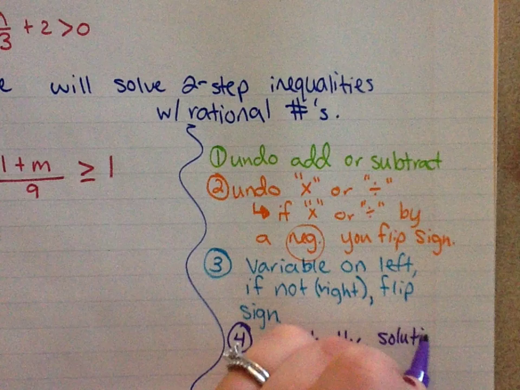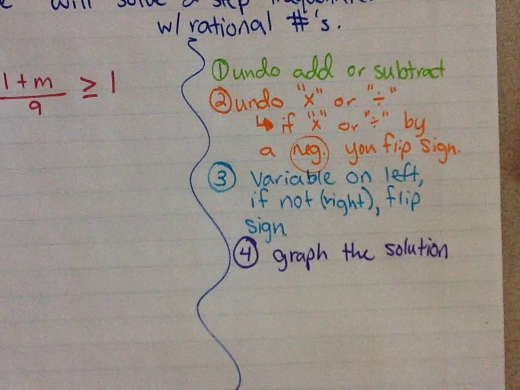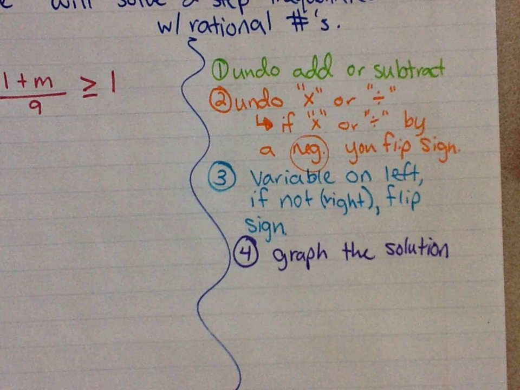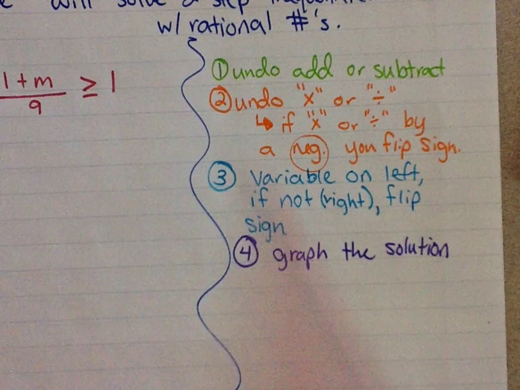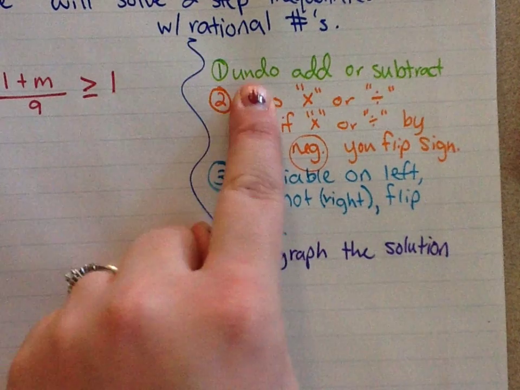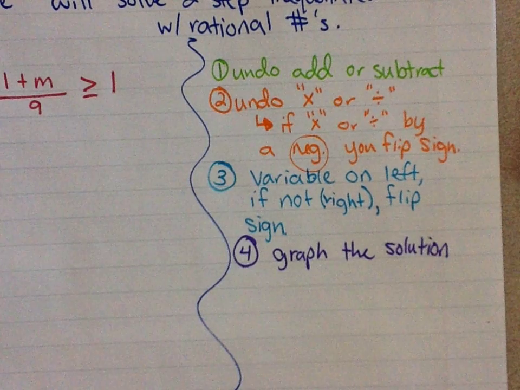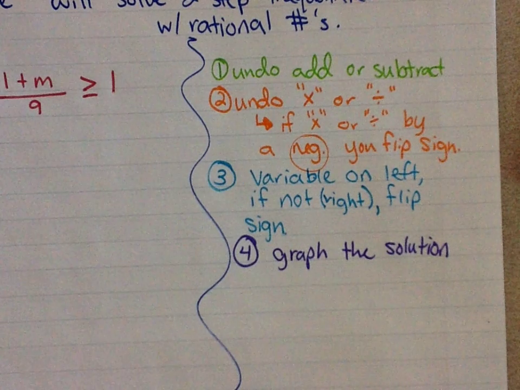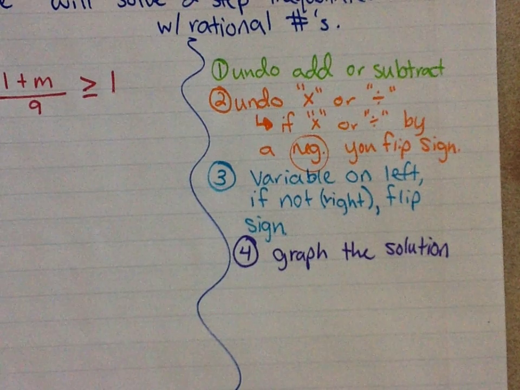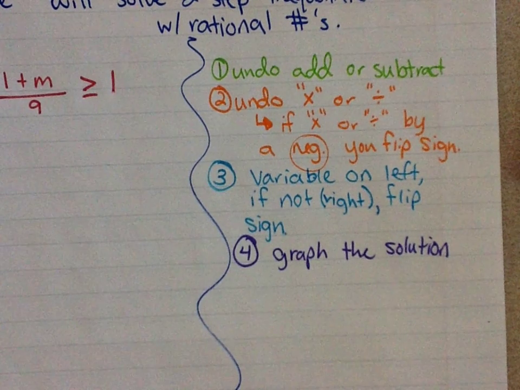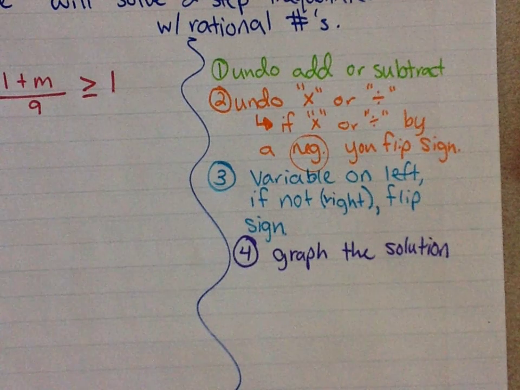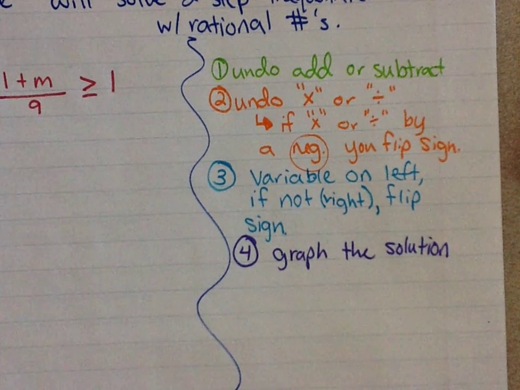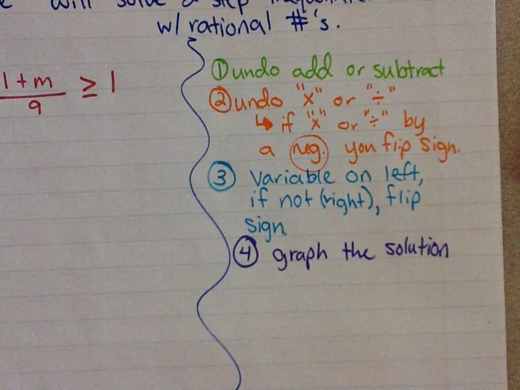Okay, so steps 1 and 2, you're essentially solving for the variable with those 2 steps. That's why it's a 2-step inequality. I have to add and subtract, then I multiply and divide. Once that's done, my variable should be alone. Once my variable's alone, what do I have to make sure it's on which side? The left. If it's not on the left, I need to flip it. And the last step is to graph. Questions on the steps before I talk about this weird case?